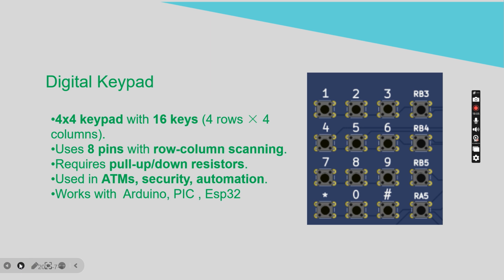Then an important part is the digital keypad. Here we have a 4x4 digital keypad, that is 16 keys with 4 rows and 4 columns. It uses 8 pins for rows and columns. It requires pull-up and pull-down resistors. This is the common digital keypad we come across in ATMs and automation. It works well with Arduino, PIC, ESP32 everywhere. The Proteus app has the inbuilt digital keypad which we have used in the project.